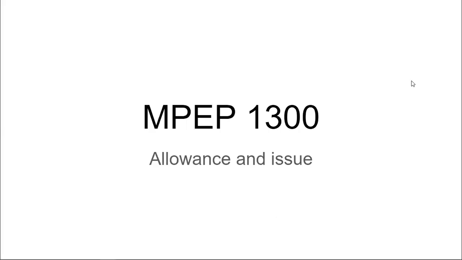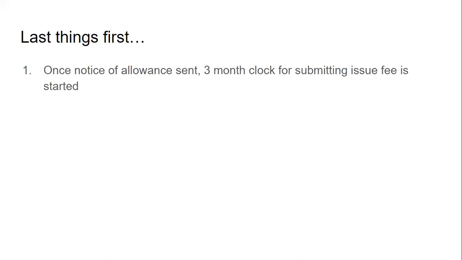Right, here we go. MPEP 1300. This chapter is titled Allowance and Issue. So it's basically all we're going to talk about. So last things first. The last thing that happens in an application is the issue fee.